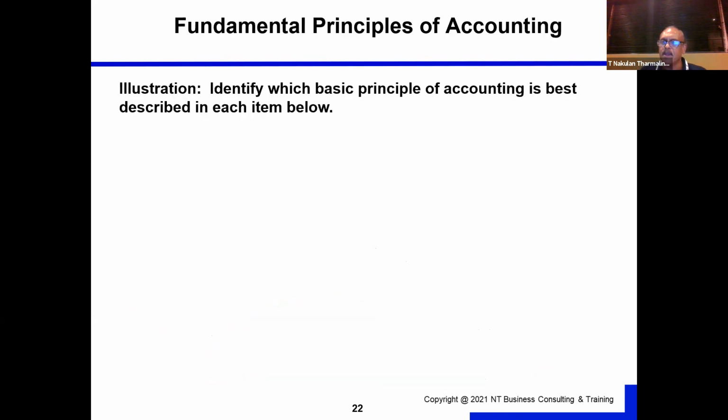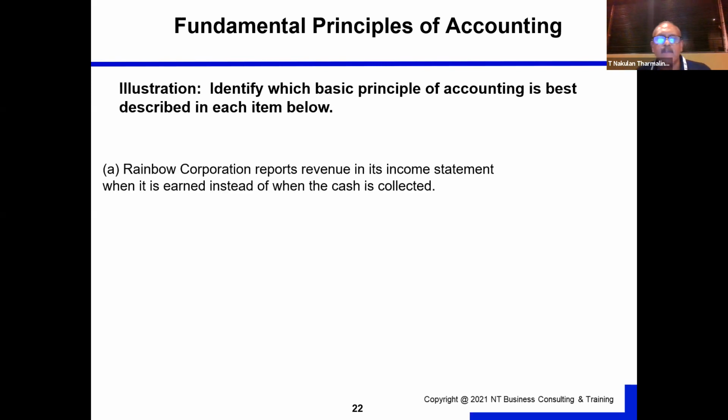Okay, a couple of small things to look at. Some simple questions. Rainbow Corporation reports revenue in its income statement when it is earned instead of when the cash is collected. What principle is it?